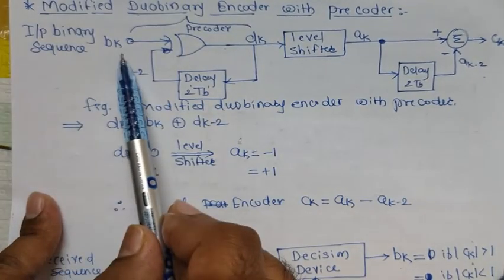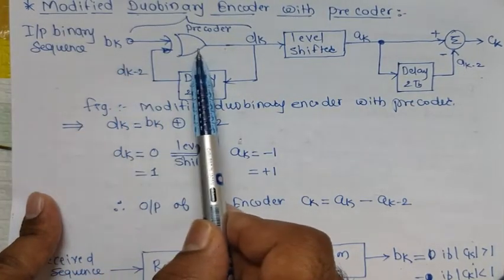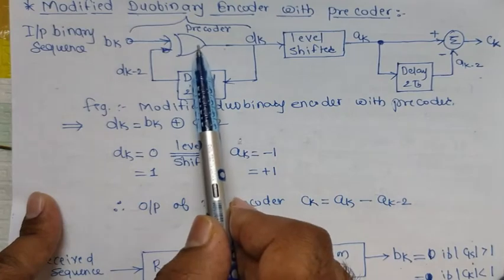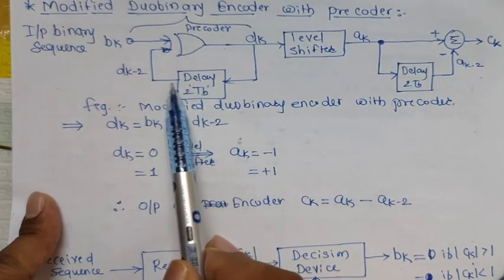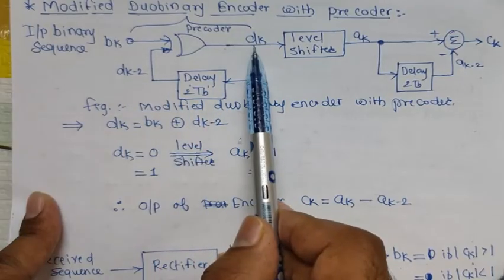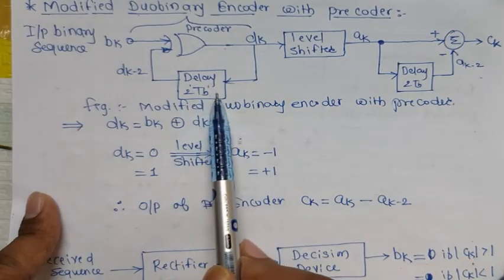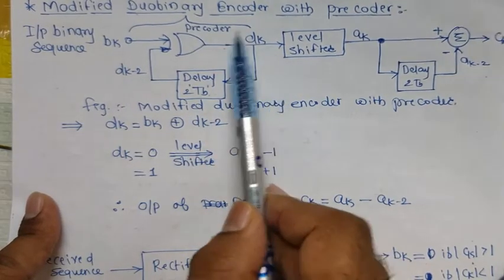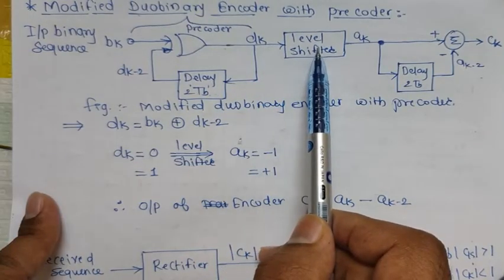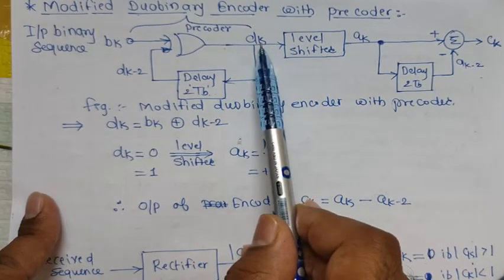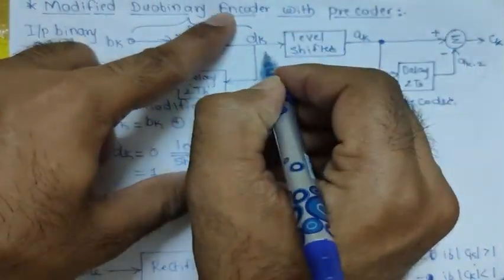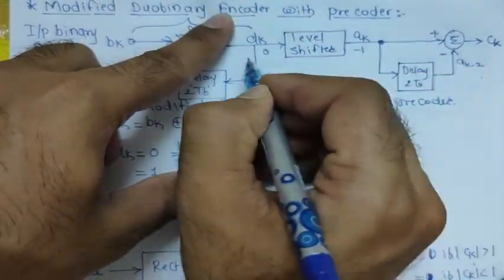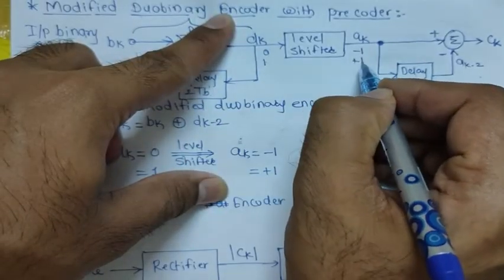The input binary sequence bk, which is 0 or 1, is given to the precoder. The precoder consists of an XOR gate, with the other input being dk minus 2, which is dk delayed by 2 bits. This dk is then given to the level shifter. The level shifter converts dk into ak: if dk is 0, it is converted into -1, and if dk is 1, it is converted into +1.